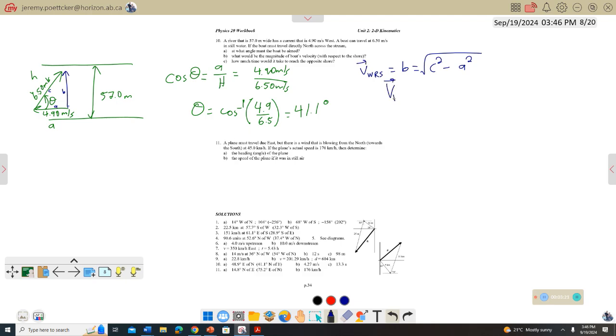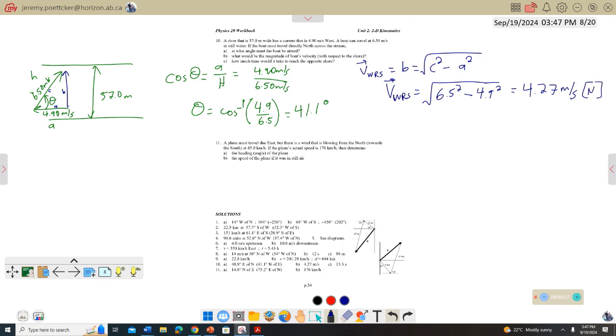Velocity with respect to the shore equals, just do some Pythagorean stuff here, 6.5 squared minus 4.9 squared, and then square root that. Punching it into my calculator, 4.27 meters per second when we round, and it's going to be straight north.